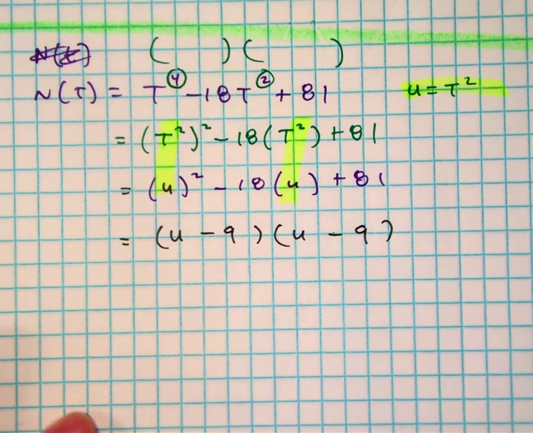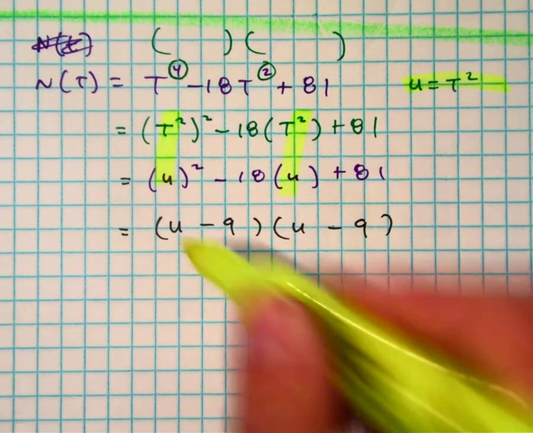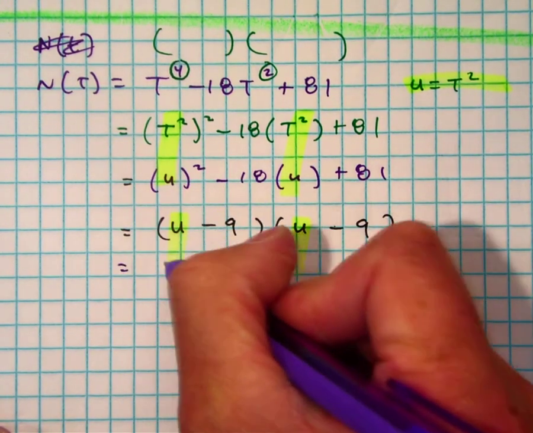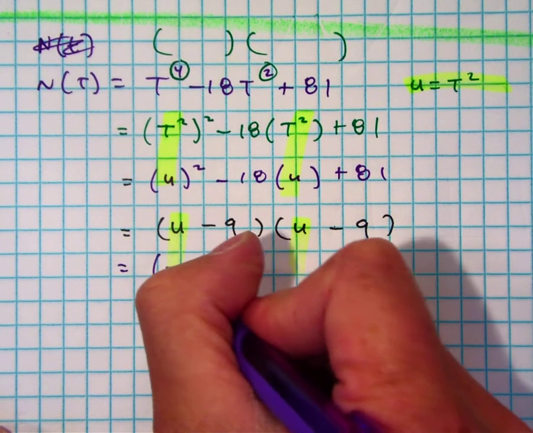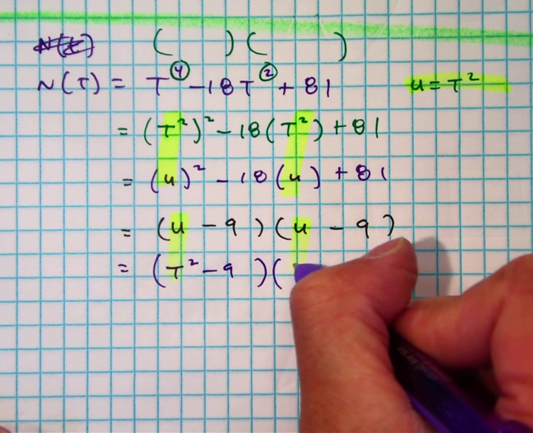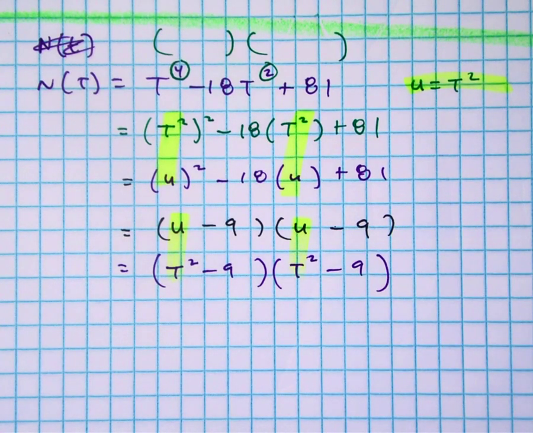Okay, my goal is to factor this so we can graph the polynomial. But then I'm going to put the substitution back in. Instead of u, I'm going to write t squared. t squared minus 9. And here? t squared minus 9. Are we all done? No.